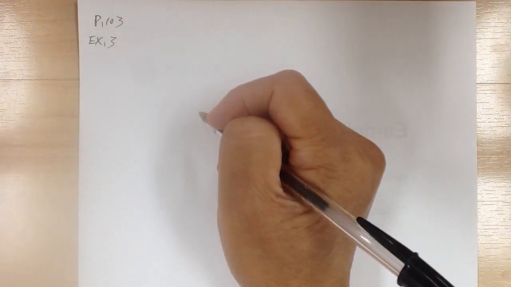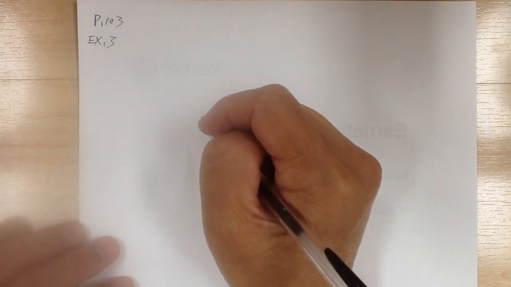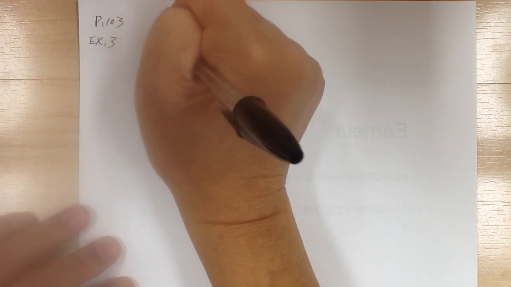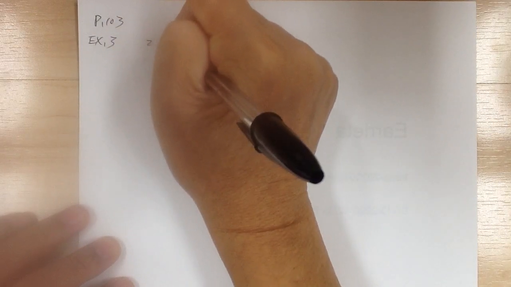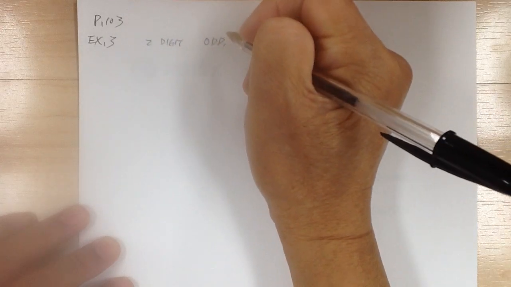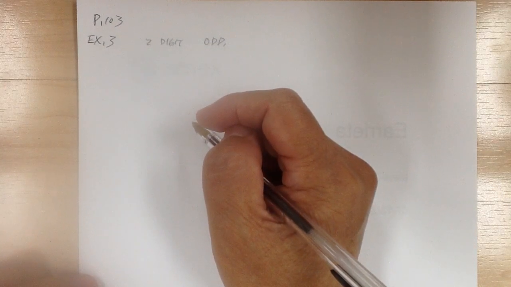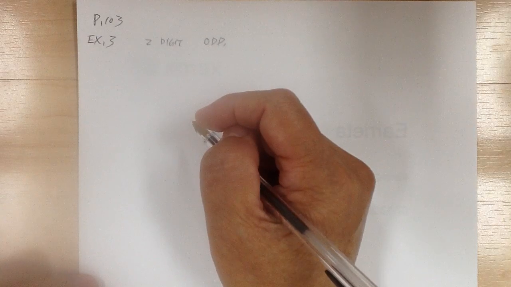Example 3. Find all the positive 2-digit odd numbers, with this property: when the digits are interchanged, the result exceeds the original number by more than 36. Okay, so write down all the information. Two-digit, odd number. So this is the digit problem.